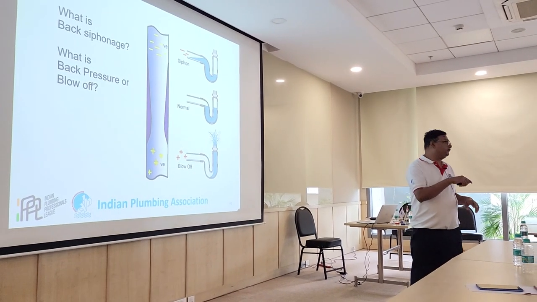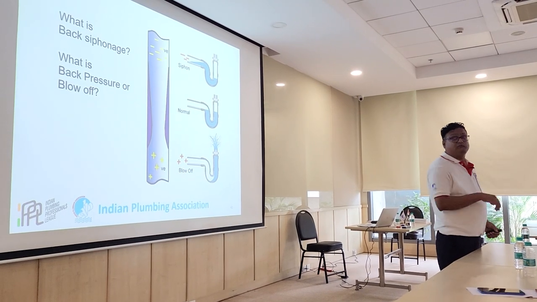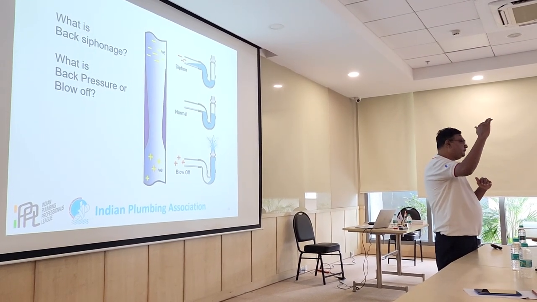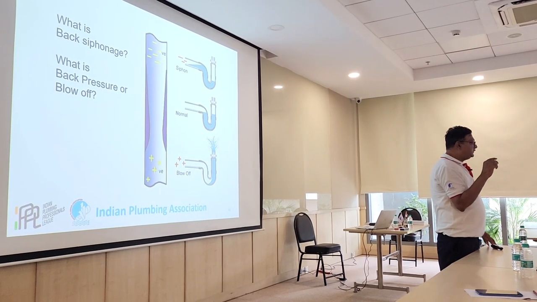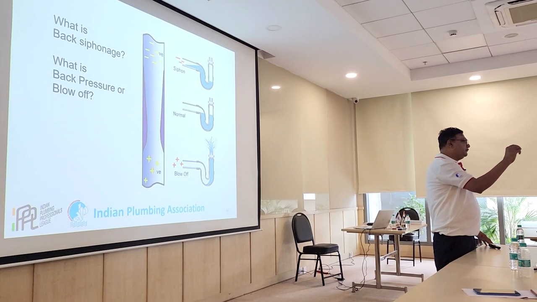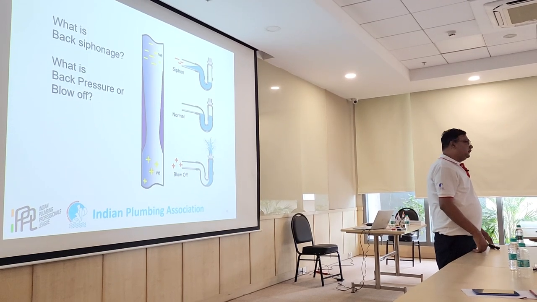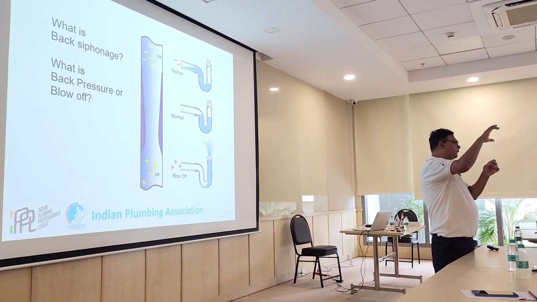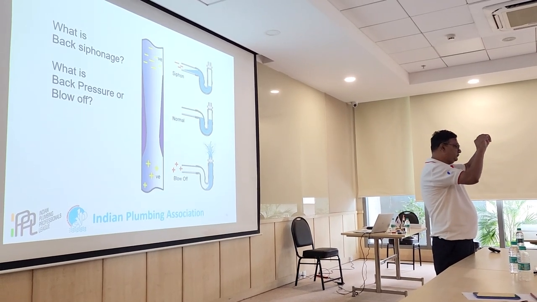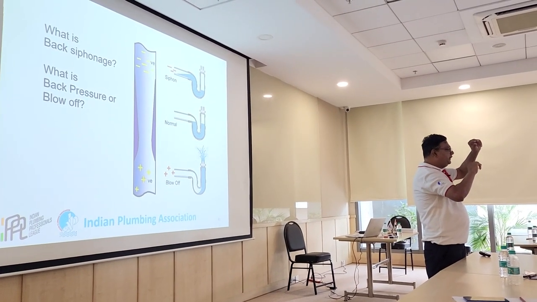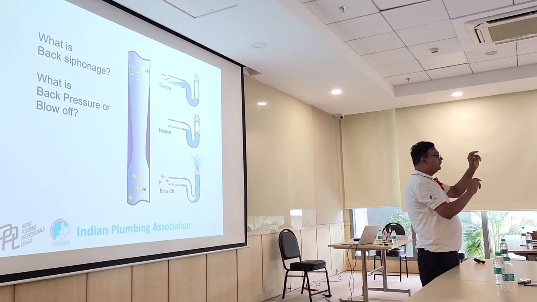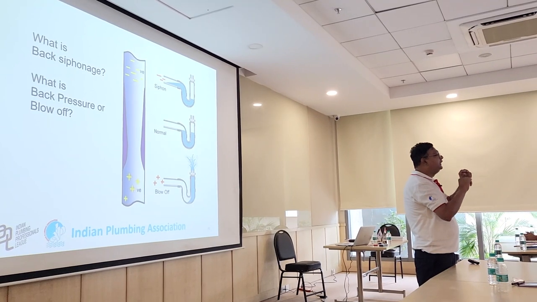When there is a differential pressure. Now let us assume there is a 100 storied building. Somebody has flushed at the 80th floor, and somebody has flushed at the 20th floor. Now the water will not come uniformly. The distance between two floors, discharge will be reduced. As much as they come to the bottom, the distance between those two will be reduced.